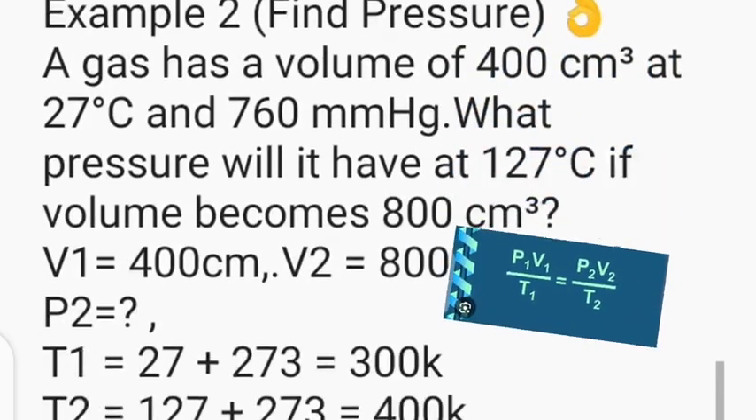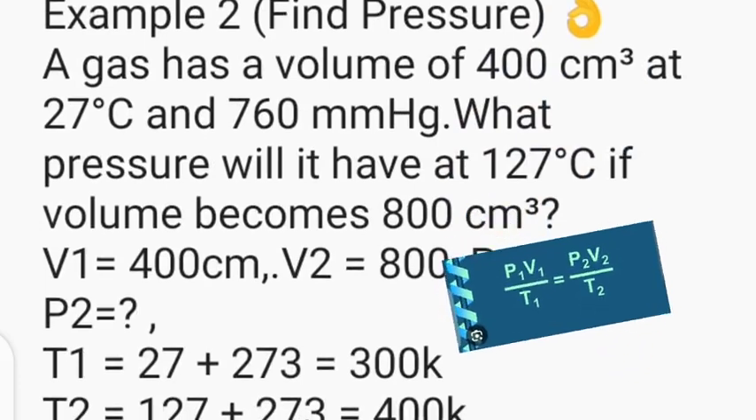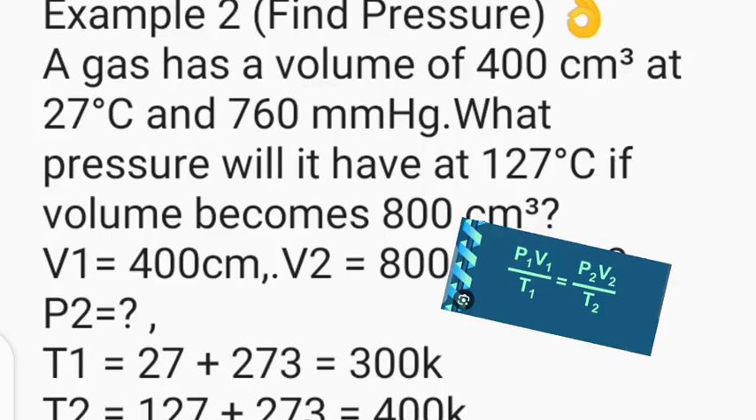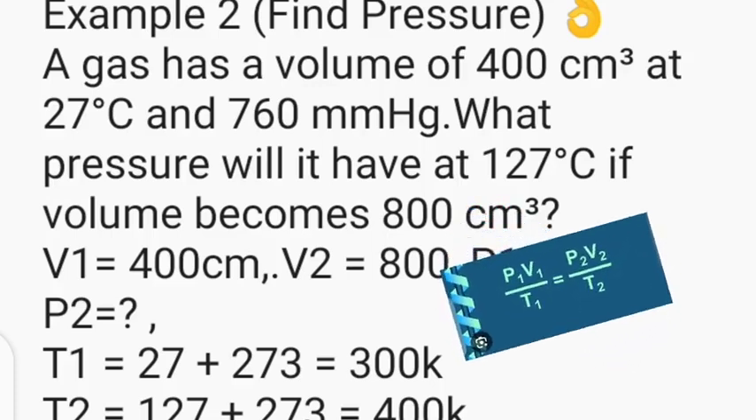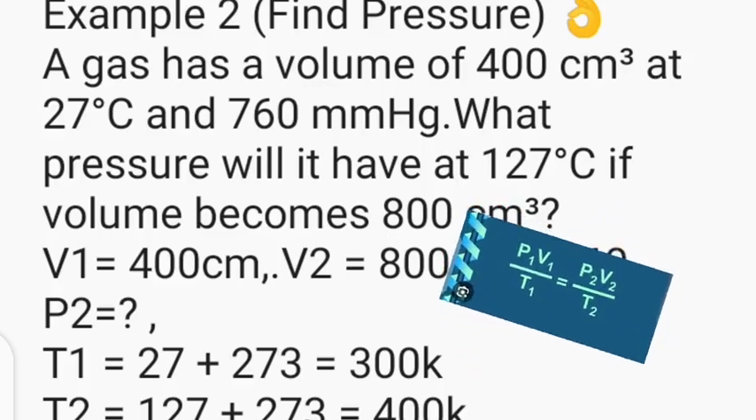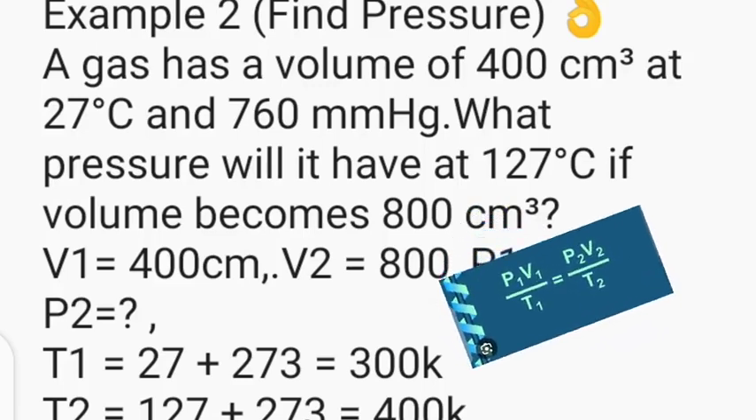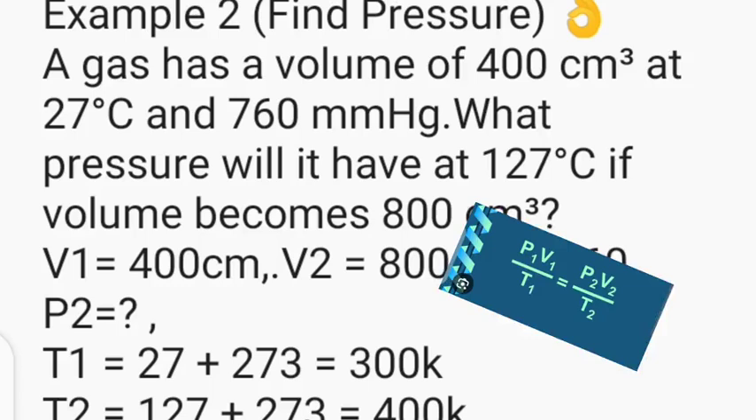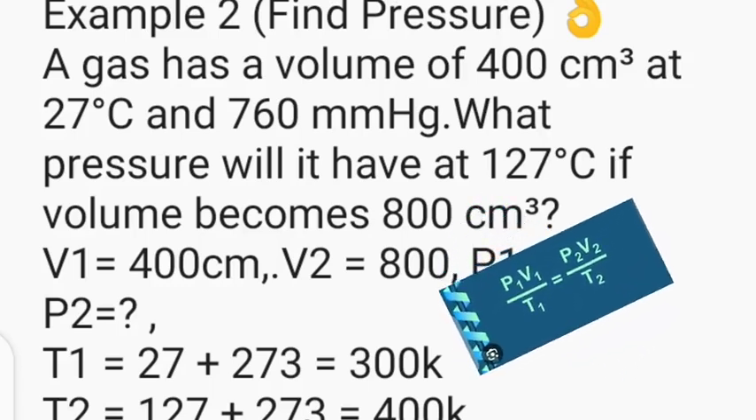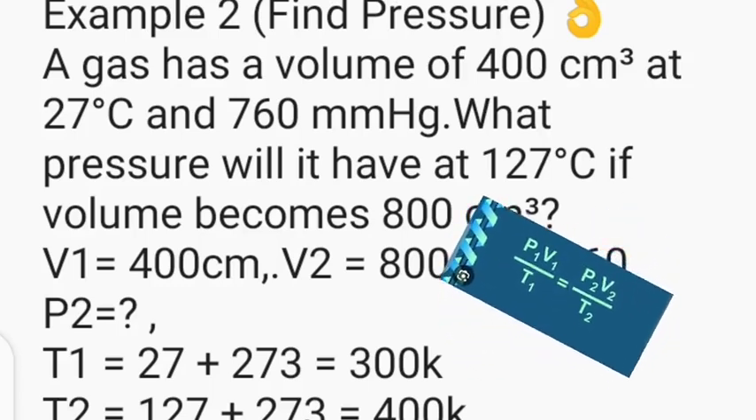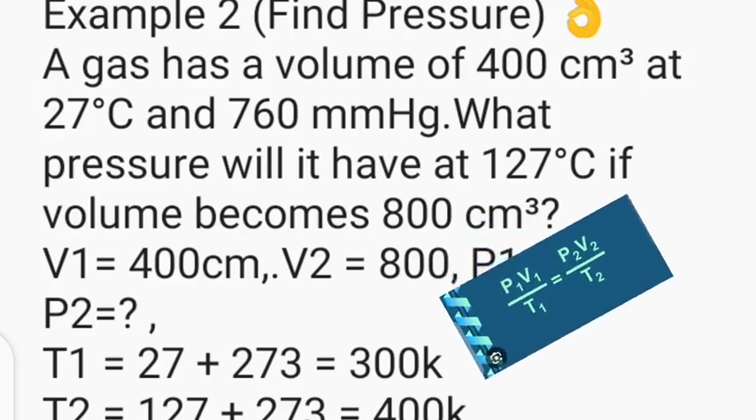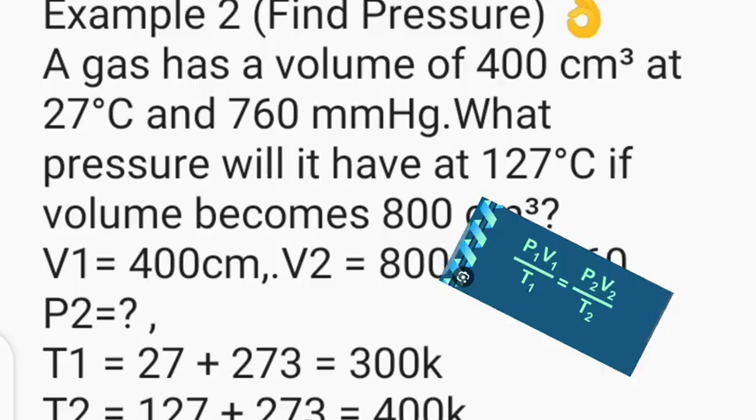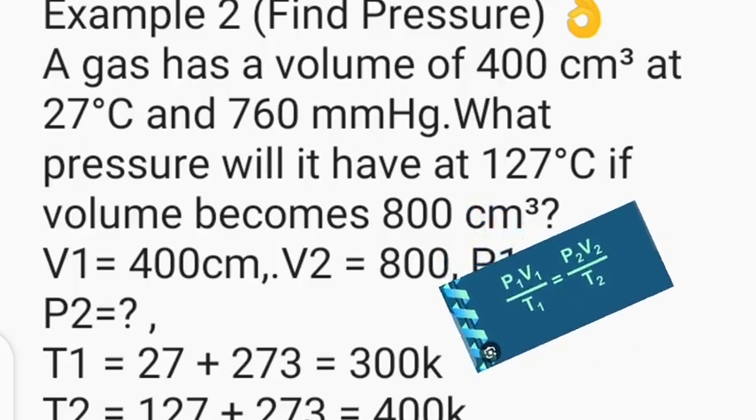There's another question here. We are looking for pressure. A gas has a volume of 400 cm3. That's volume 1. At 27 degrees, that's temperature 1. 760, that's P1. So V1 400 cm3, P1 760, then T1 27, then you convert to Kelvin. And that's not the end of the question. So what pressure will it have at, that's, we are looking for P2.